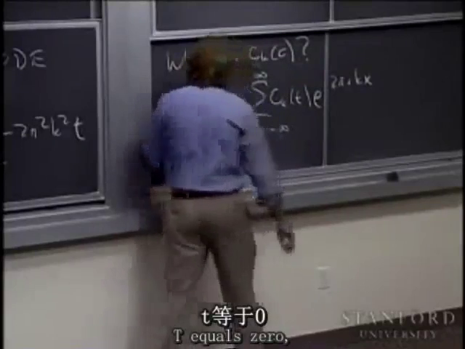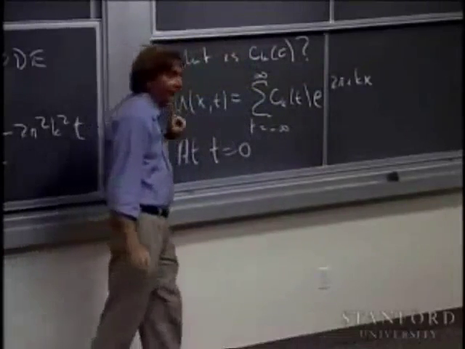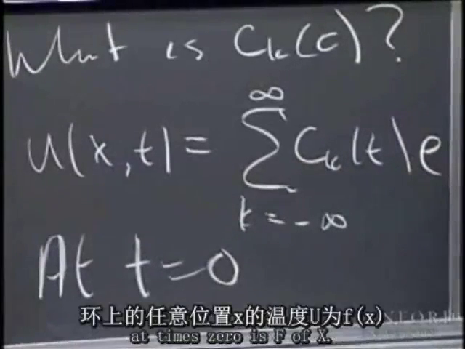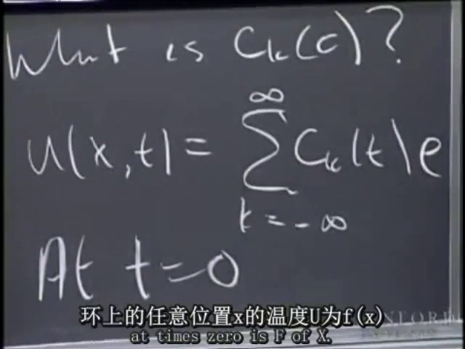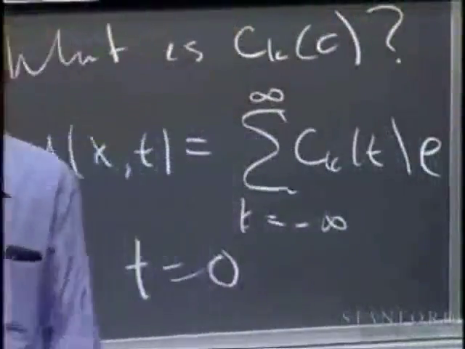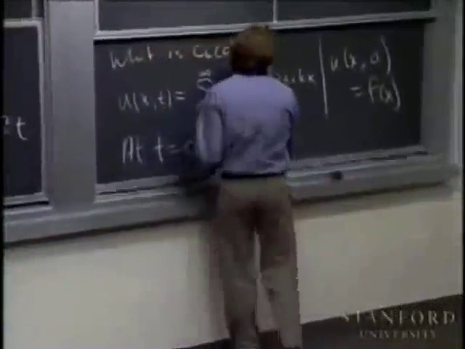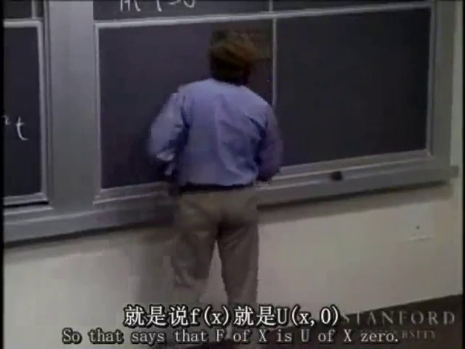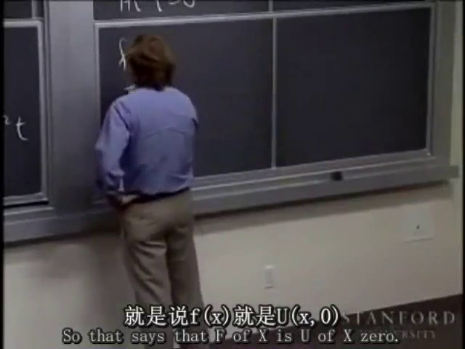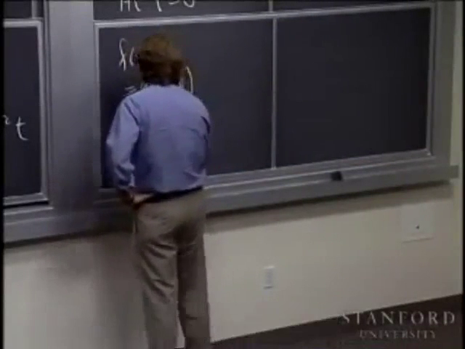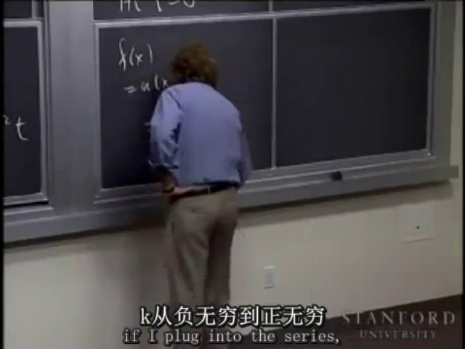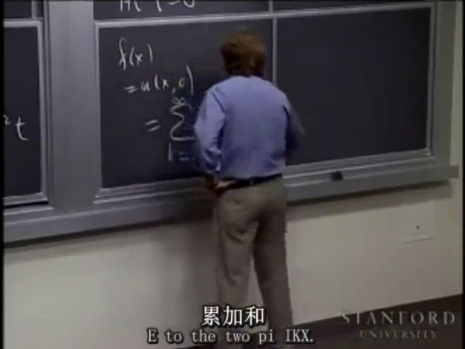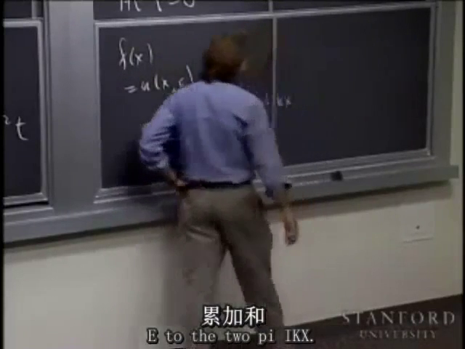At t equals 0, this is the initial temperature distribution. All right? u at x, any position on the ring at time 0, is f of x. You give it some initial distribution of heat. Okay? So that says that f of x is u of x,0. That's the sum, if I plug into the series, from minus infinity to infinity of ck of 0 e to the 2 pi i kx.